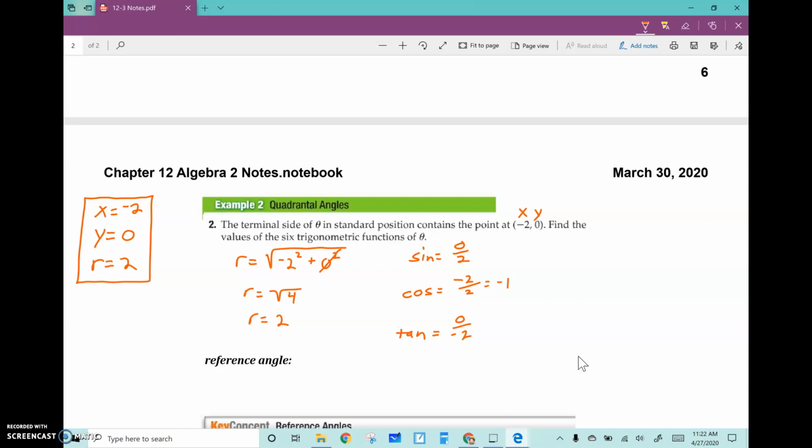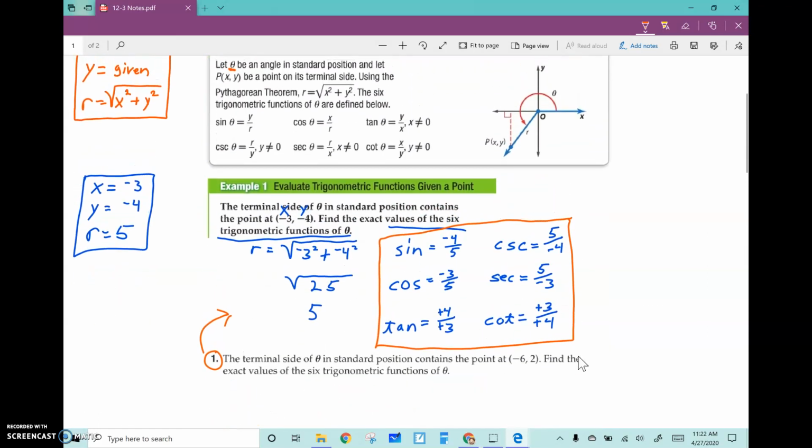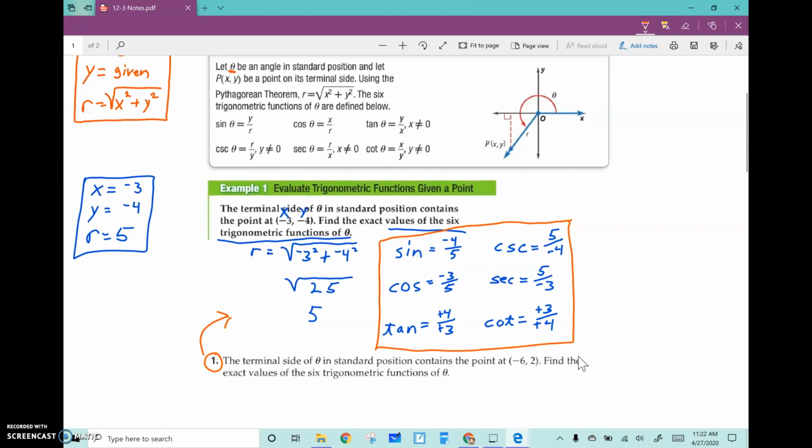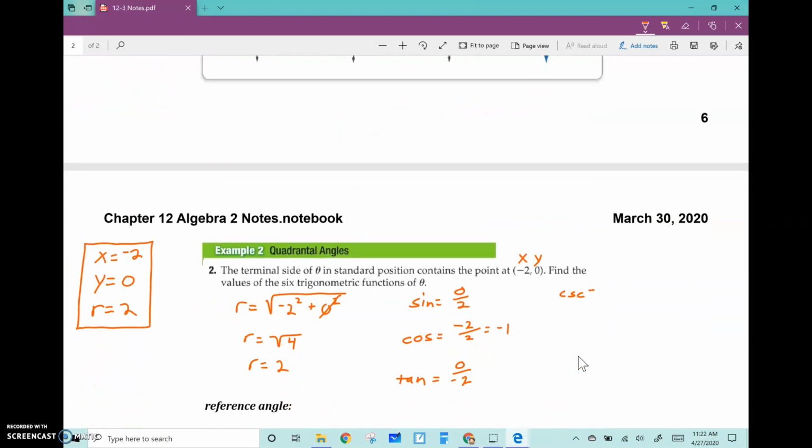All right. And now we just need to figure out what cosecant is. Again, I'm just using this chart at the beginning of your notes. Cosecant is r over y. So r over y, and I get 2 over 0. And I cannot do 2 over 0 because 0 cannot be in the denominator. All right, so that would be undefined.